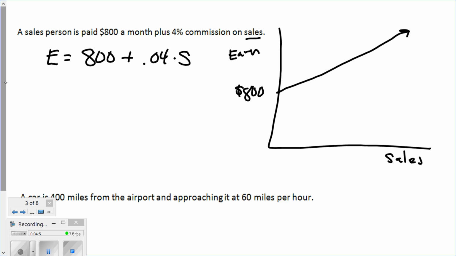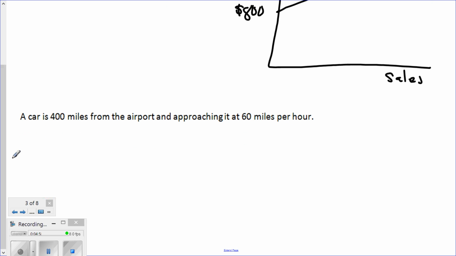So another example: a car is 400 miles from the airport and approaching the airport at 60 miles per hour. Now notice the 60 miles per hour. That miles per hour is a good clue that the 60 is our slope. And then the car is initially 400 miles from the airport, so we know that's our b value. What's a little bit tricky on this one is that because the car is approaching the airport, the distance to the airport is shrinking as time goes by.